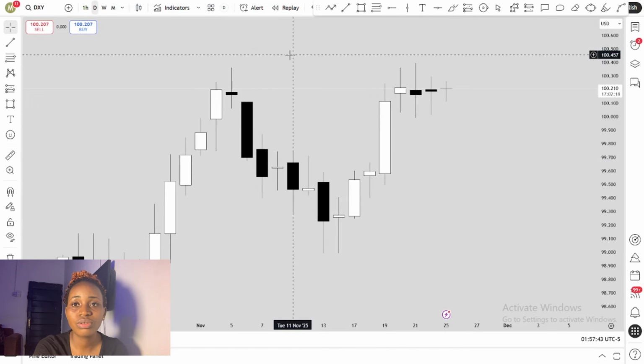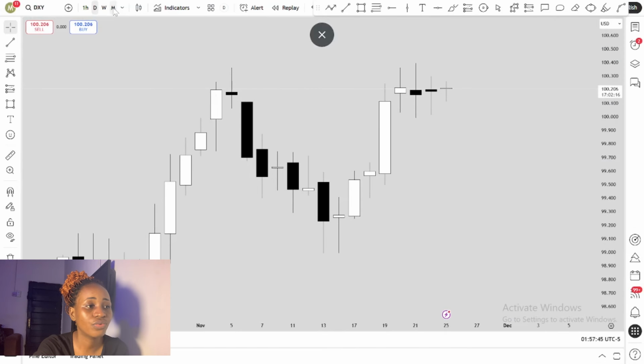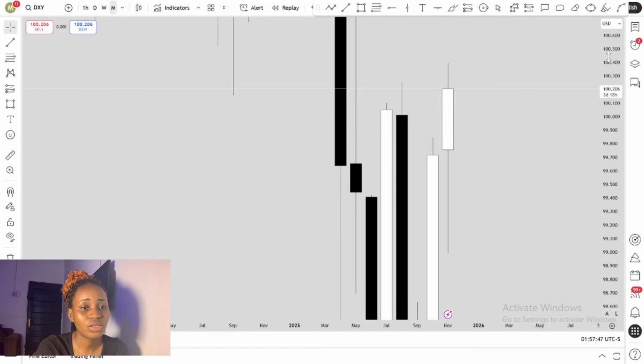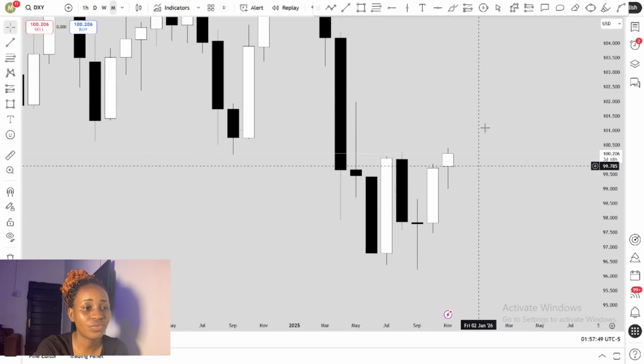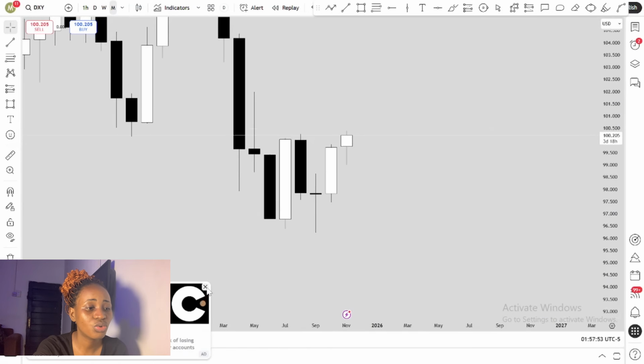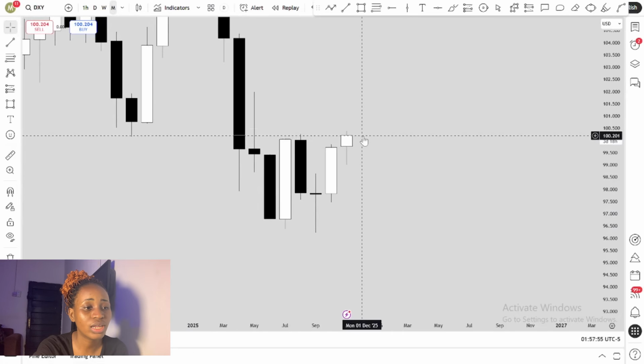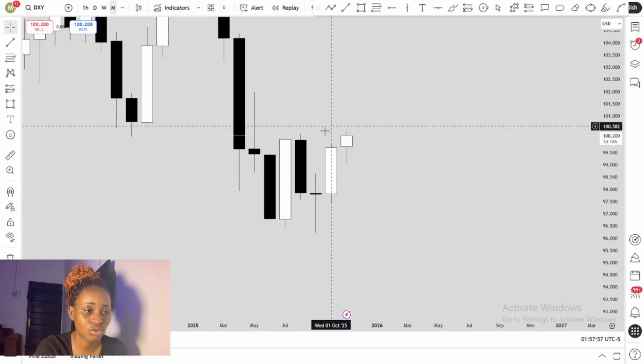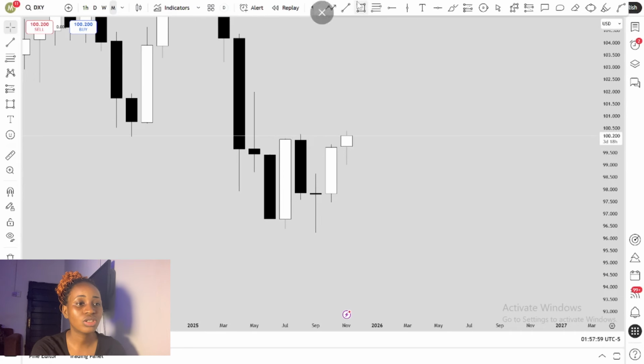Okay guys, I want to do my top-down analysis for the week. First of all, I will start from the monthly time frame. Starting from the monthly, I just want to know where price is at currently and where price may likely trade to. Just two pieces of information: where price is at and where price may likely trade to.